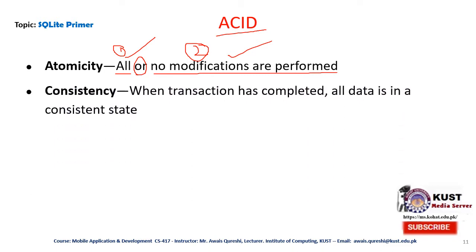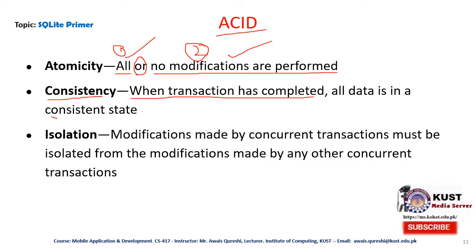The second property is called consistency. When a transaction has completed, all data is in a consistent state. This property must be met because in a database, consistency is of top priority. When a transaction has completed, all the data is in a consistent state, not in an inconsistent state.